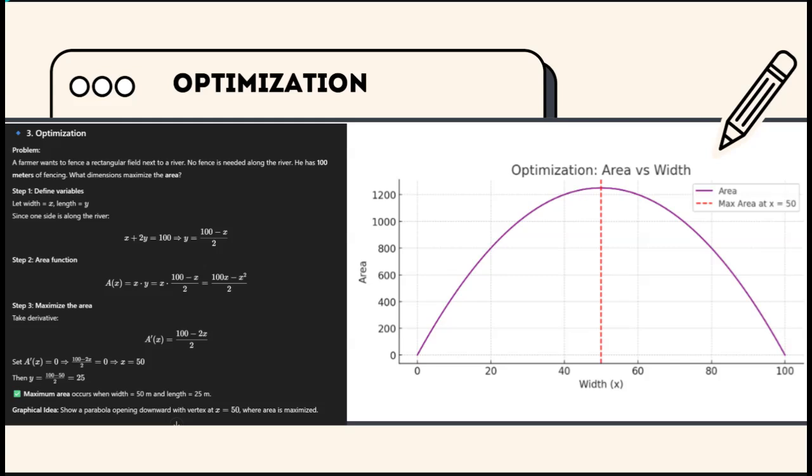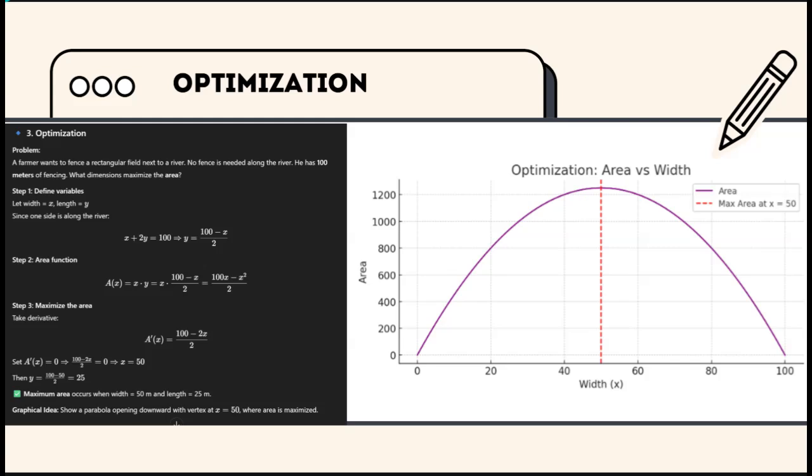Now let's write the area function. Area is length times width, so we do x times 100 minus x over 2. That will give us 100x minus x squared over 2. To maximize the area, we have to take the derivative of the area with respect to x. The derivative would be 100 minus 2x over 2. Set the derivative to 0, and we get x equals 50.